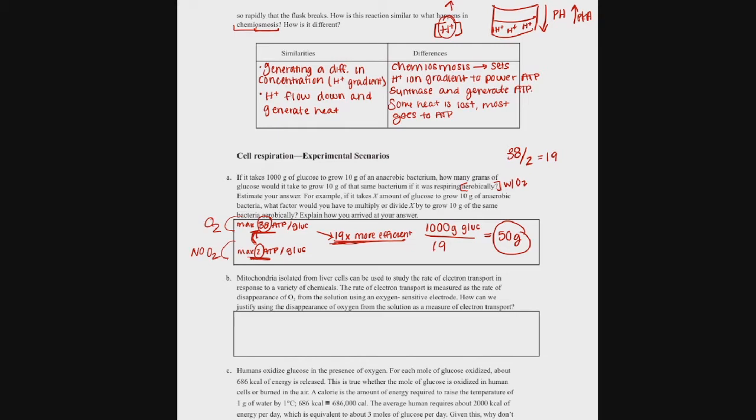So therefore, if we have 1,000 grams of glucose, if we know that we can produce something 19 times more, we're going to divide by that and extrapolate from that the amount of glucose required. I know that this is kind of difficult. It's kind of a roundabout way of saying, if anaerobic requires 1,000 grams of glucose, then aerobic would only require 50. So this would both generate the same amount of ATP.